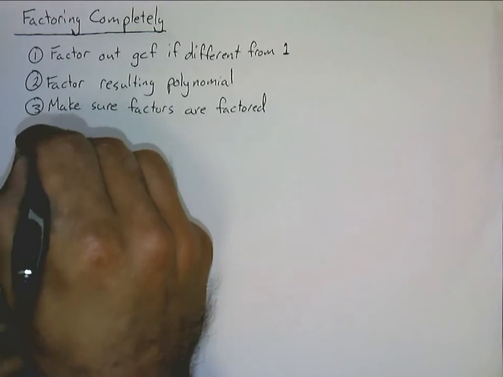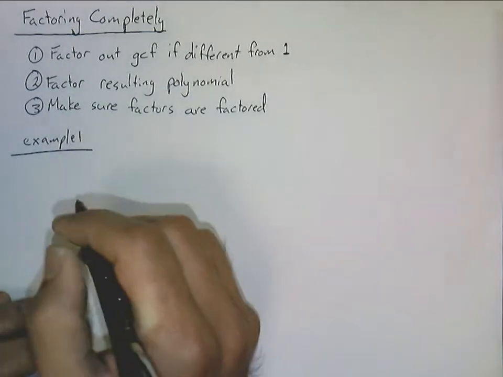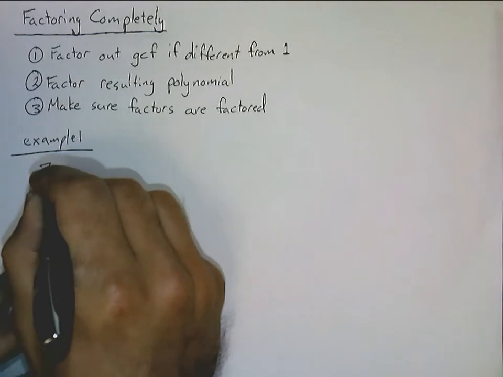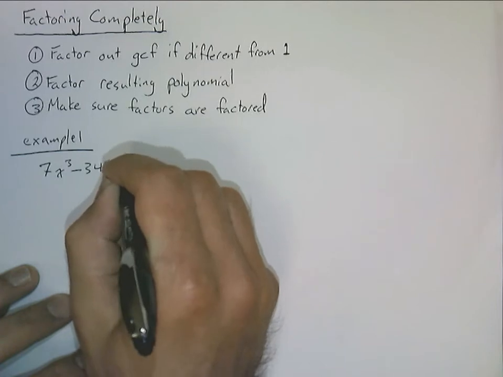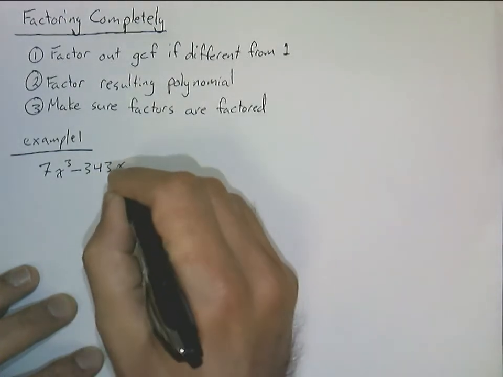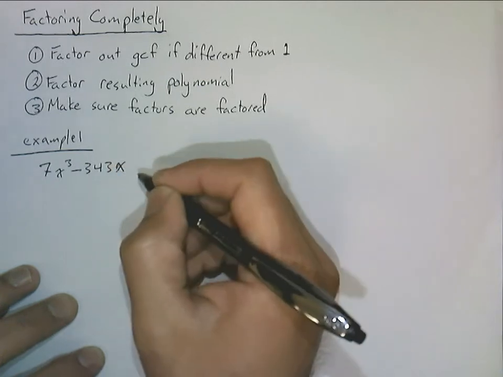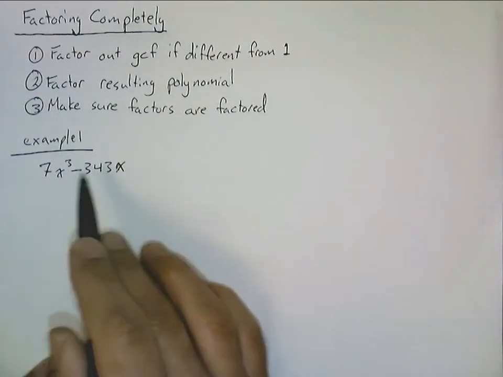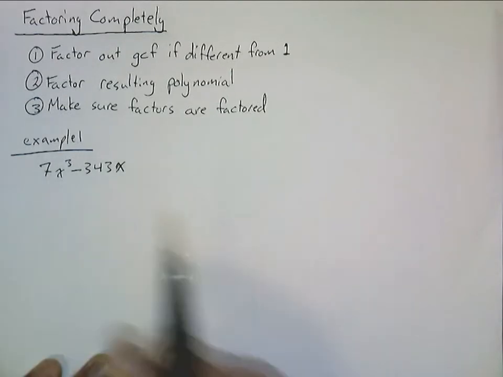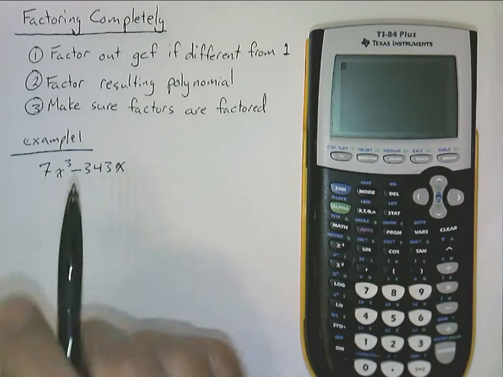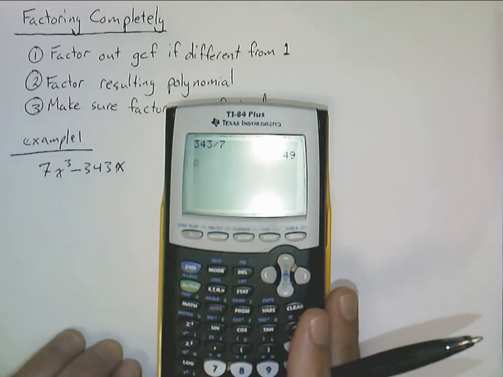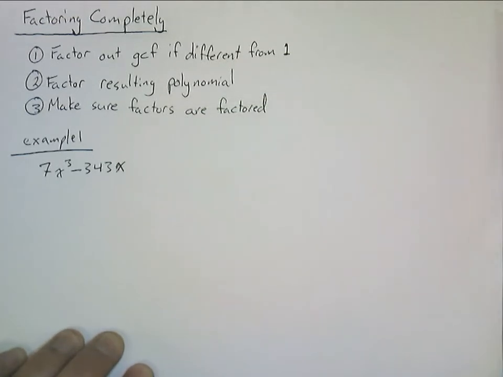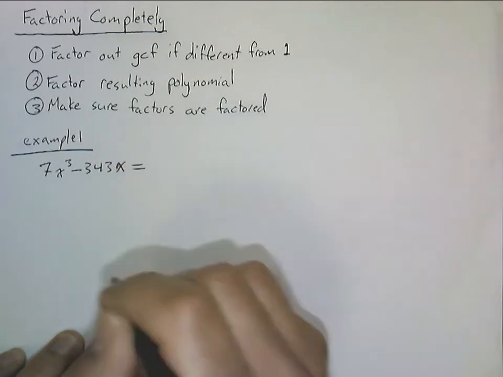Call it example 1. Let's say maybe 7x cubed minus 343x. So the first thing we want to do is factor out a GCF. Clearly both terms have a factor of x in them. This one has a factor of 7, but does 343 have a factor of 7 in it? Let's check. Divide that by 7 and, oh, yep, 49. Great. So what we need to do is factor that common factor of 7x out of both of these terms.